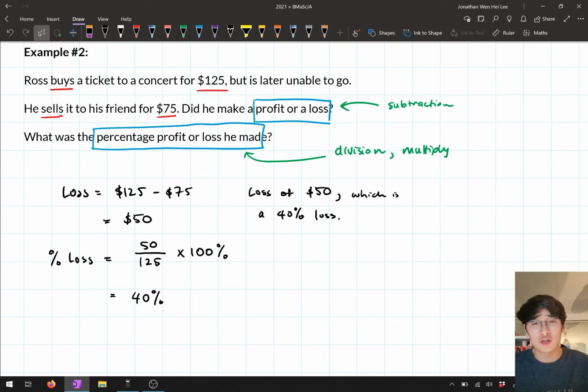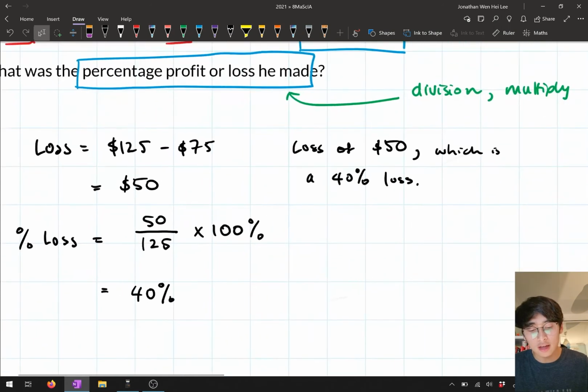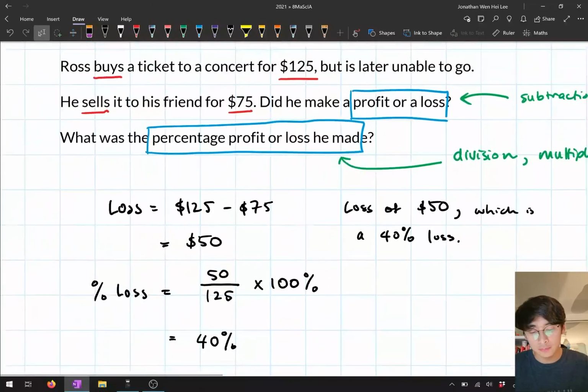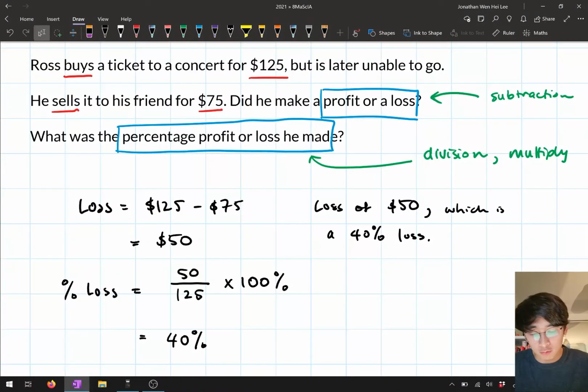Now, final thing that we need to do is figure out if this is a fair answer. Now, here I got that it was a 40% loss. Is it fair that Ross made a 40% loss? Well, if you have a look at those numbers, I like to think of a few key percentages. For example, 40 is fairly close to 50%. Now, 50% is just half of the amount.